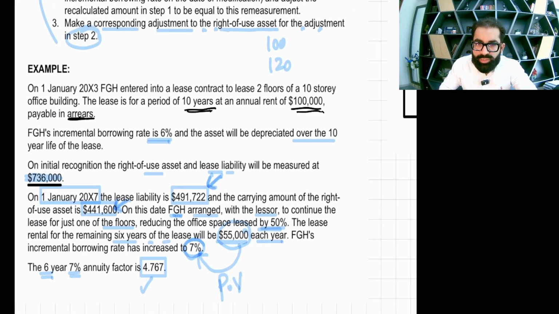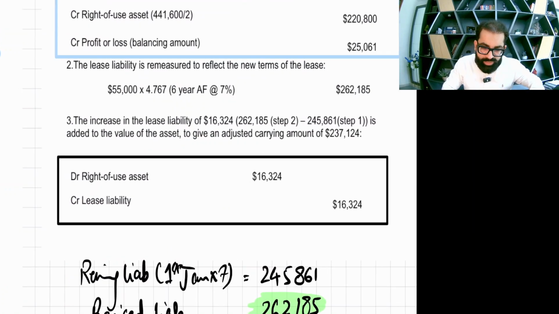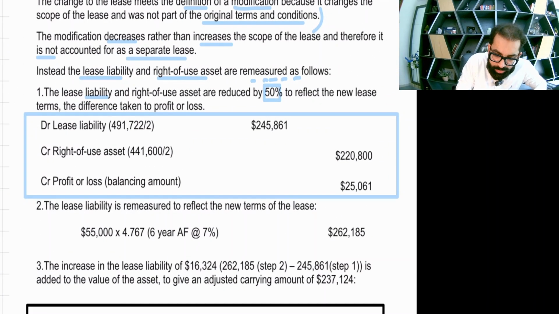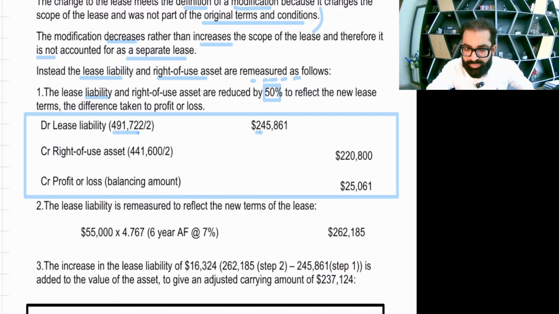Okay. You lost half of it. So let's make the entry. 491,722 divided by 2 is 245,861. Okay, so when your liability goes down, it goes on the debit side.